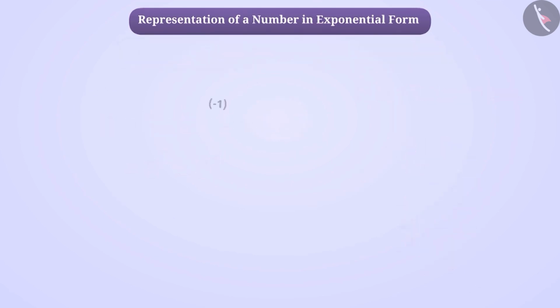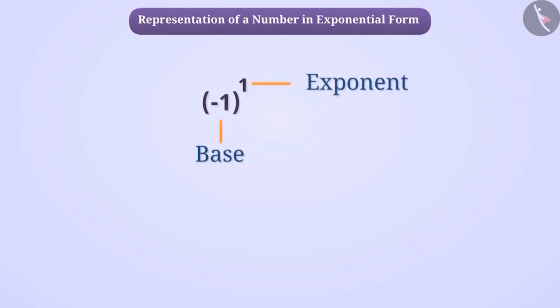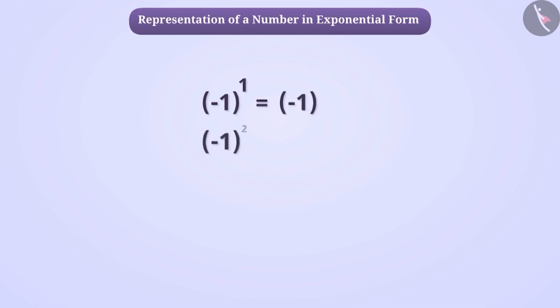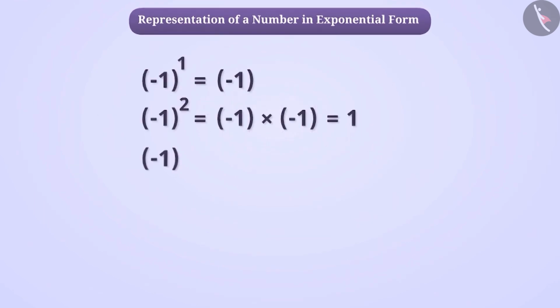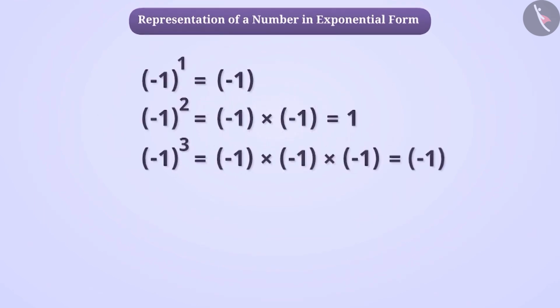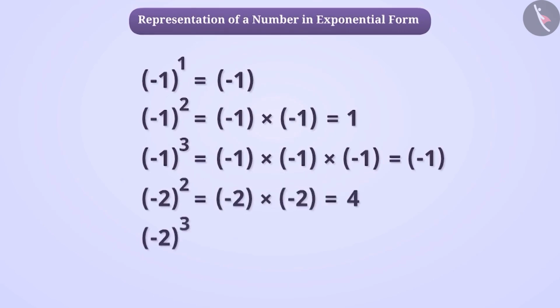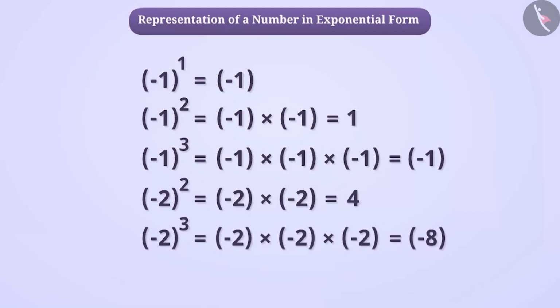Just think, can a negative number also act as base? Absolutely. A negative number can also be a base, like -1 raised to the power of 1 is equal to -1. -1 raised to the power of 2 is equal to 1. -1 raised to the power of 3 is equal to -1. -2 raised to the power of 2 is equal to 4. -2 raised to the power of 3 is equal to -8. Will you be able to find some more examples like this? Try it.